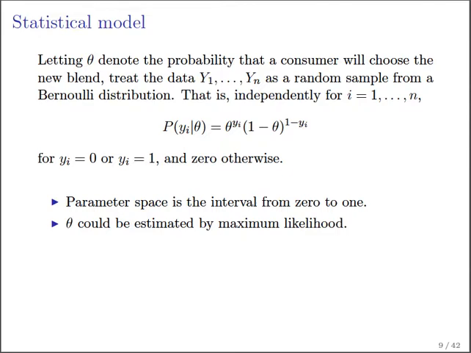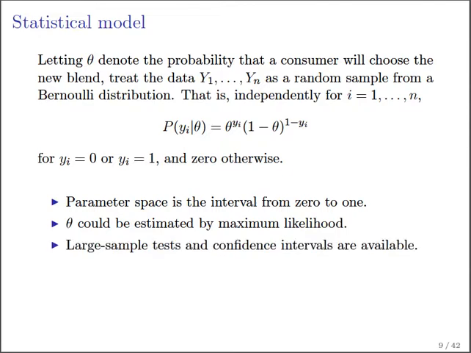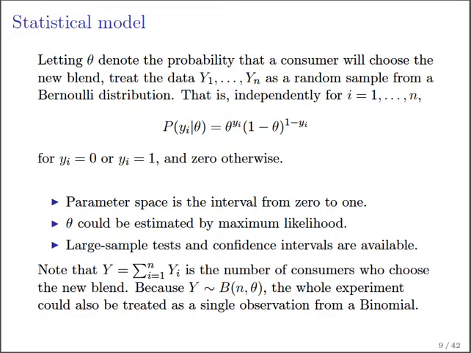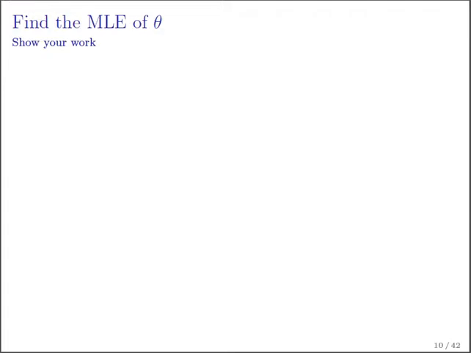Theta could be estimated by maximum likelihood, and there are large sample tests and confidence intervals, and we live happily ever after. Notice also, just as a sidelight, that if you added up the yi's, you'd get the number of consumers who chose the new blend, and that's got a binomial distribution with parameters n and theta, and so you could take this whole experiment and think of it as a sample of size 1 from a binomial distribution with parameter n, which is known, and theta, which is unknown. Either way, we'd get the same results.